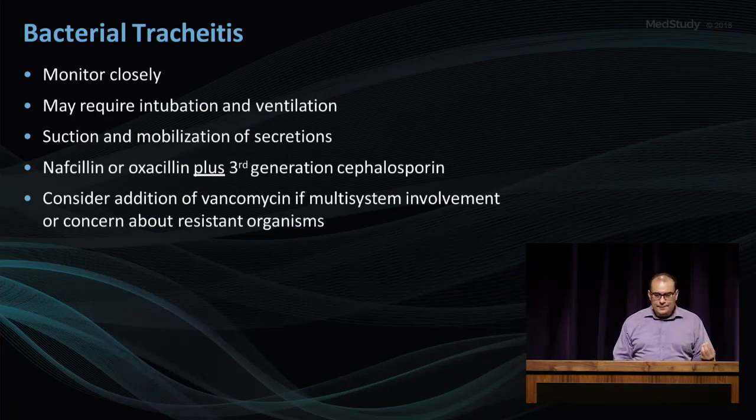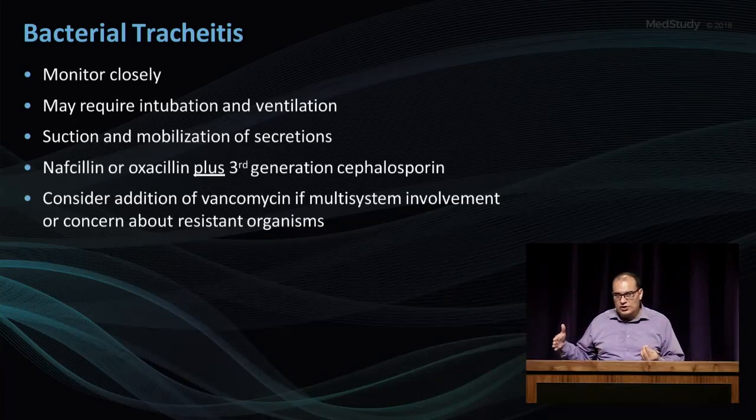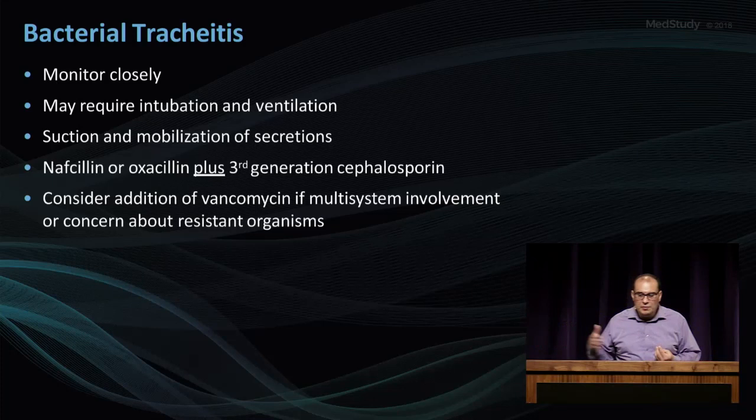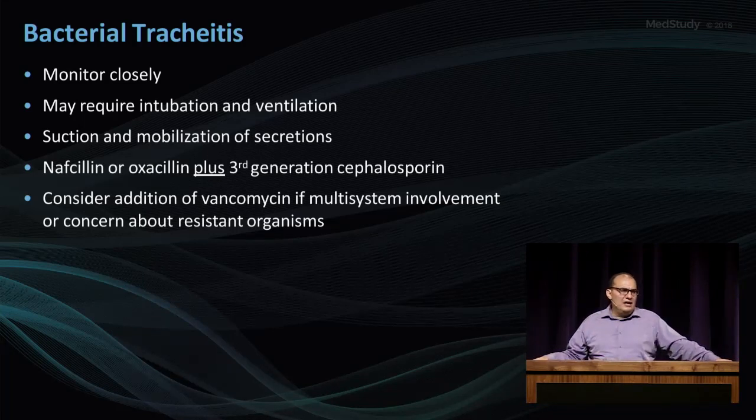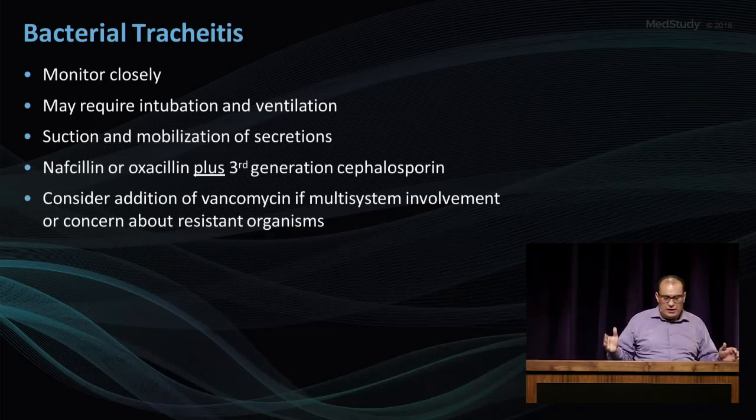You monitor them closely. Because we said it may progress to complete obstruction and respiratory failure, you may need to intubate and ventilate. There is a lot of secretion because there is inflammation of the upper airway. You will need to suction and remove these secretions, and you give them nafcillin, oxacillin, anti-staph, or maybe a third-generation cephalosporin in a high dose because it has anti-staph coverage. And if they start to have respiratory failure, multi-organ involvement, and really the kid is not doing well, you may give vancomycin. Remember staph, how you treat staph.